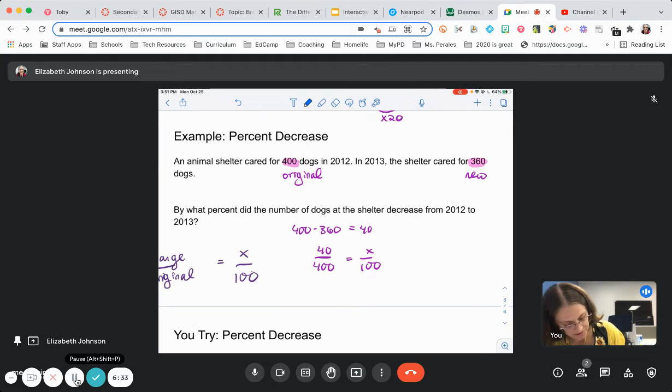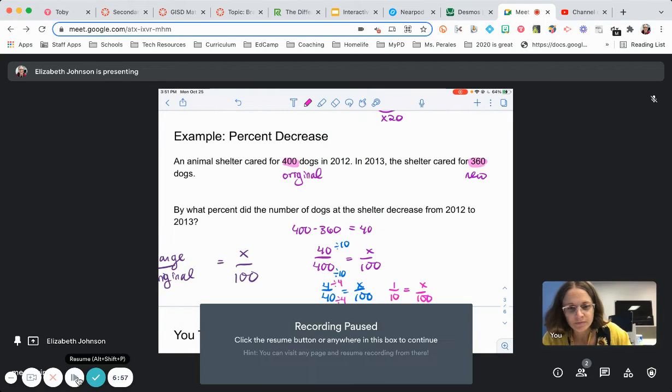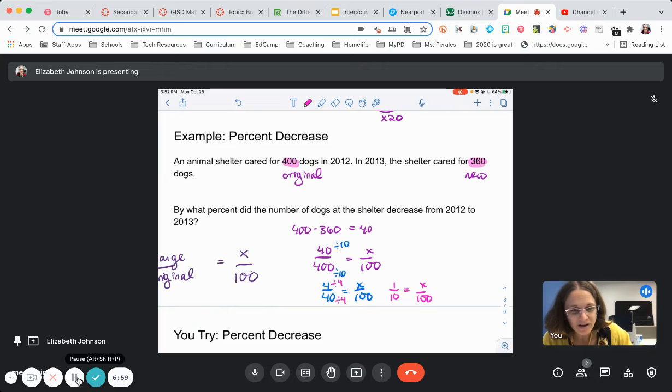Let's see about simplifying this a little bit. I'm going to divide my numerator and my denominator by 10. Okay, 40 divided by 10 is 4. 400 divided by 10 is 40. And you know what? That wasn't the greatest common factor, so I could go even further, couldn't I? So let me take a look at what we can do now. We could divide both of them by 4. Okay, and now we're simplified. We have the proportion 1 over 10 equals X over 100.